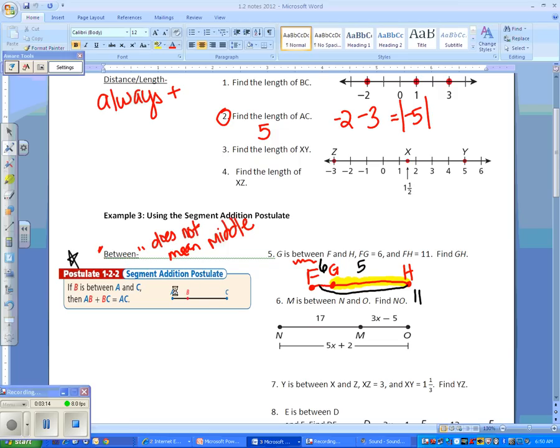This basically says that if you know what one piece is, one part of the line segment, like for example that this part is 1, and you know that this part is 4, well then you can add those up together and figure out that the whole thing is 5.